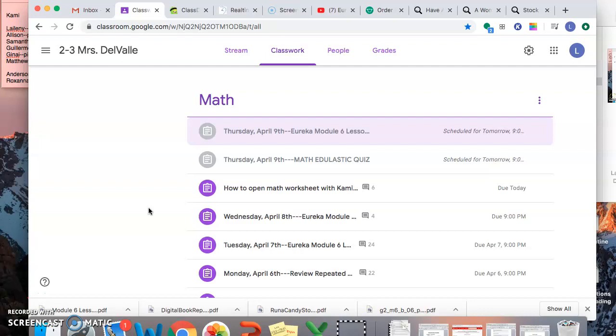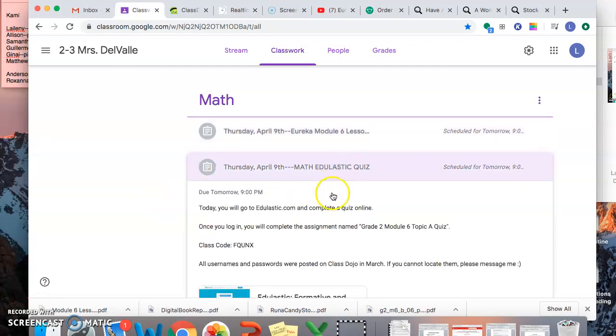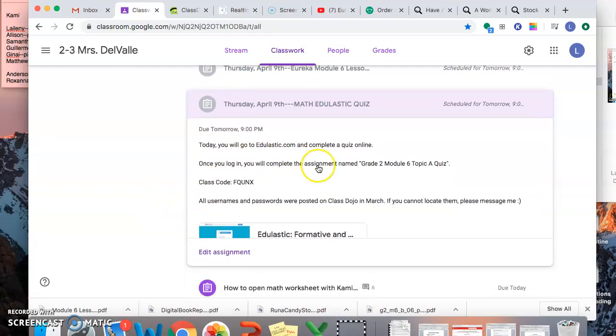Let's talk about what you have for math today. So I want to make clear that today for math, you actually have two things you're going to have to do. So one of the things is Edge Elastic. So you're going to be going back onto Edge Elastic. So one of your assignments is called Math Edge Elastic Quiz.